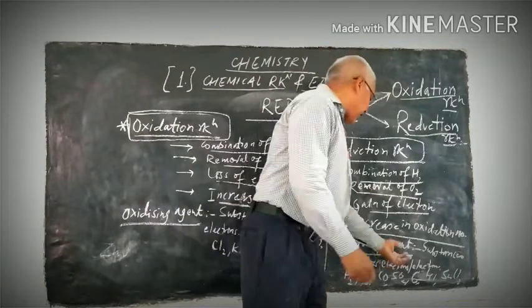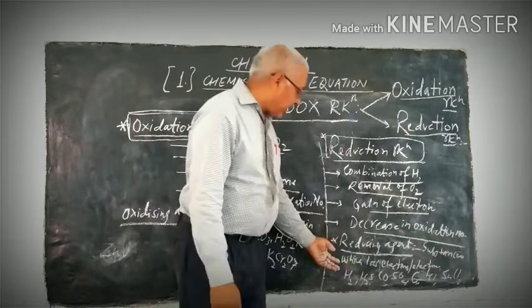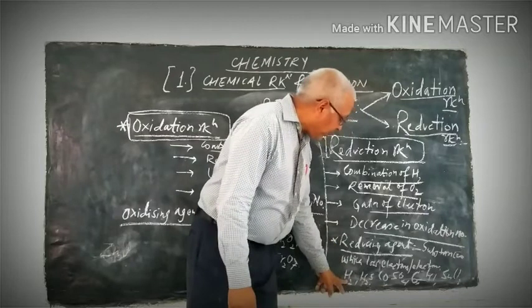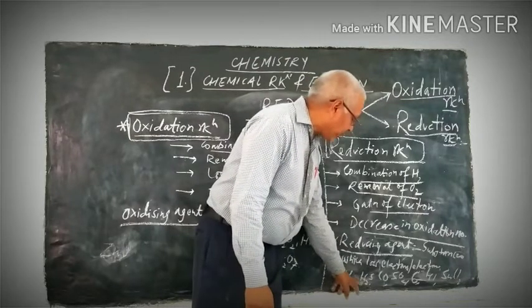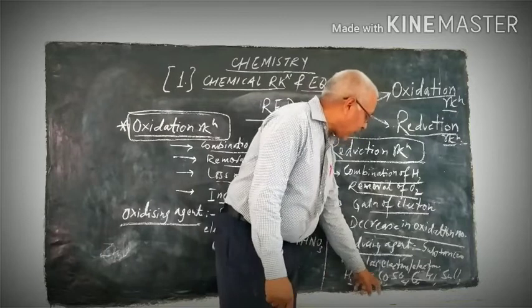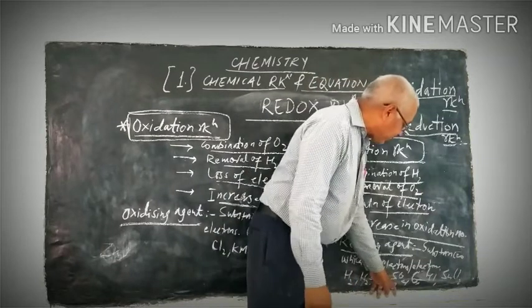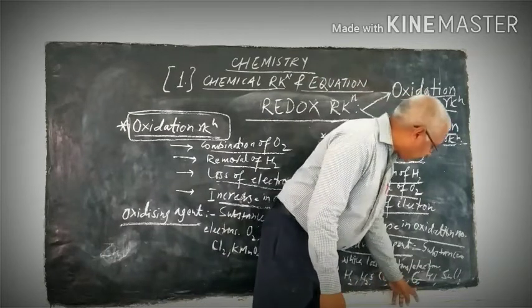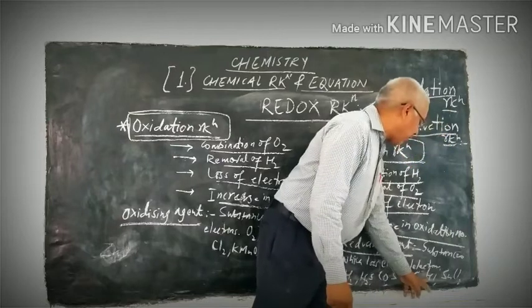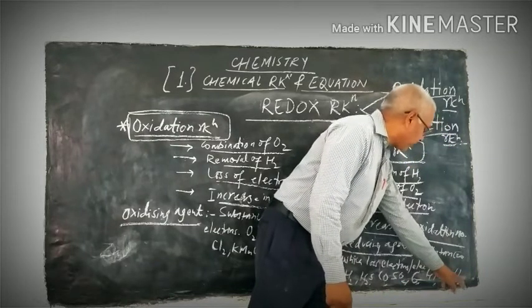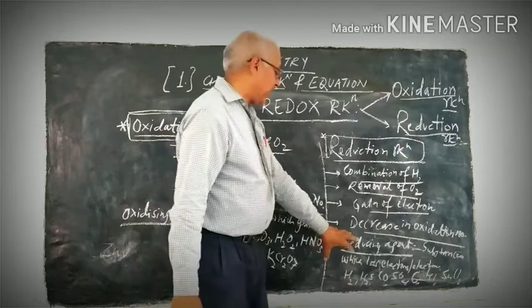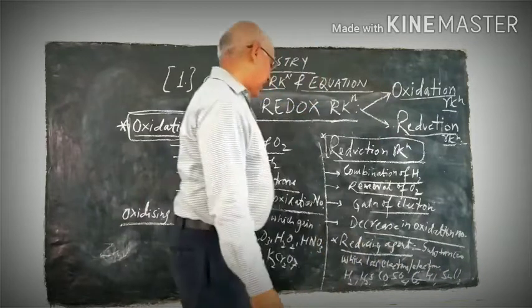Here are some examples of reducing agents: hydrogen gas, hydrogen sulfide, carbon monoxide, sulfur dioxide, carbon, hydrogen iodide, and stannous chloride. These are the basic examples of reducing agents.